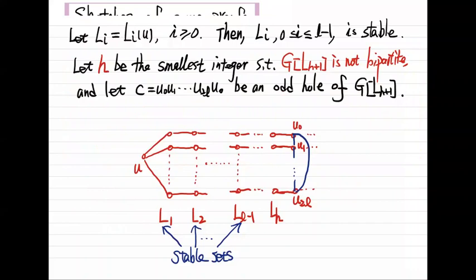We simply write L_i(u) as L_i. It's easy to see that for i between zero and L minus one, L_i is stable. So we can choose a smallest h such that G[L_{h+1}] is not bipartite. Suppose the theorem is not true. And we choose an odd hole of length 2l plus 1, say u0, u1 to u2l, in the subgraph induced by the level L_{h+1}. And here the configuration shows the situation.